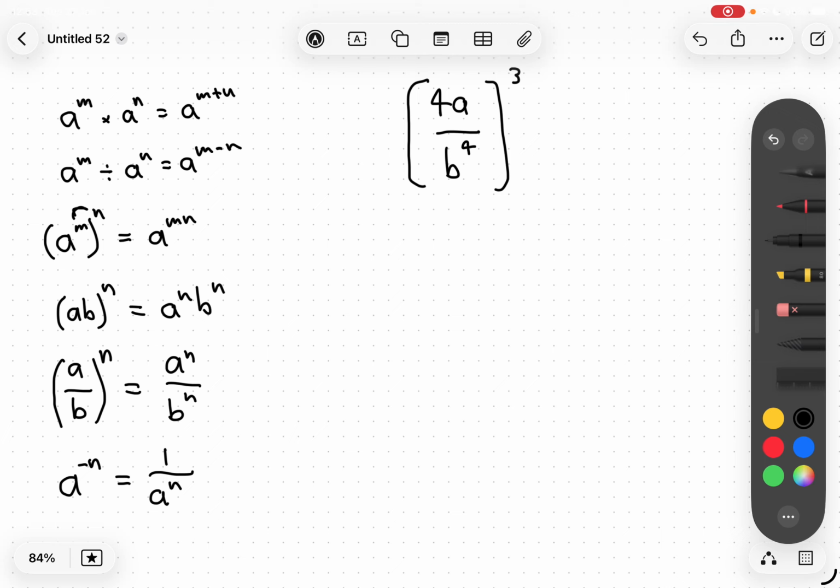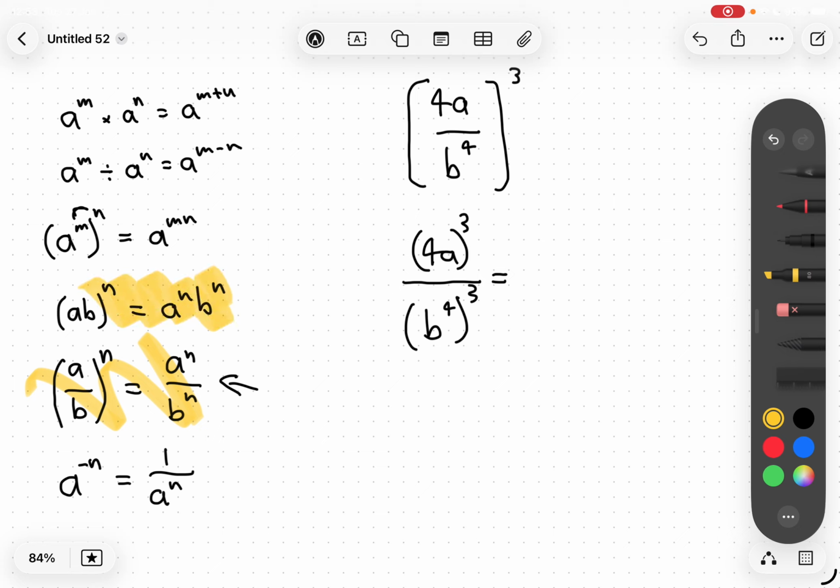Okay, so we can use this one here to solve this. So we're going to have 4a to the 3 over b to the 4, all to the 3, which is equal to... and now we're going to have to bring in another one of our laws. We're going to have to bring in this one here. And we're going to use this one as well. So we're going to use this one here for the top.